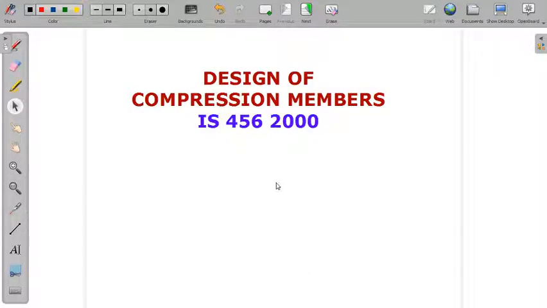Okay. So the next topic is design of compression members. Obviously, we are doing IS 456 2000. So the same, that is by limit state method of design. Now, first question is, what is a compression member?